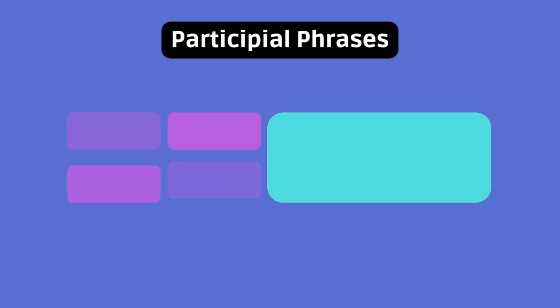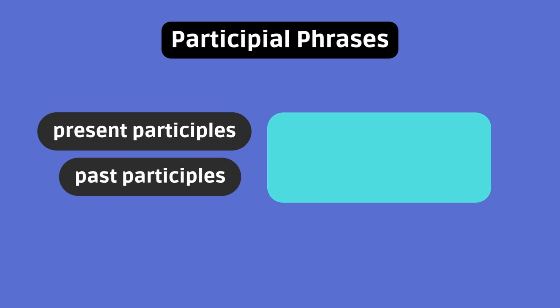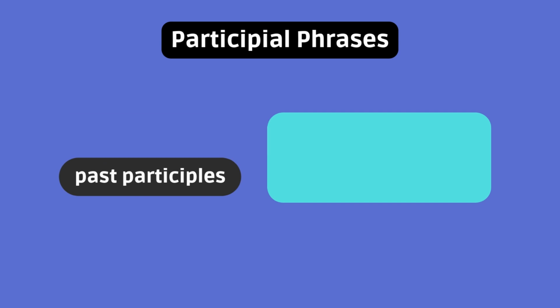In itself, it's not a complete sentence, but when removed, the remaining words still form a complete sentence, although the meaning might be slightly different. Both present and past participles can be used, but here we focus on the latter. So, note that a past participle in the phrase usually shows a completed action or condition related to the noun.